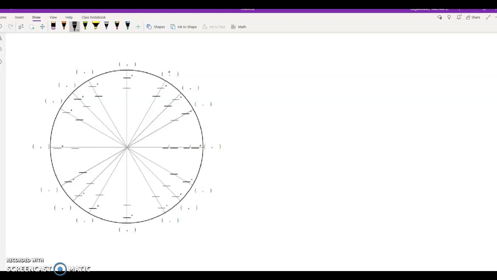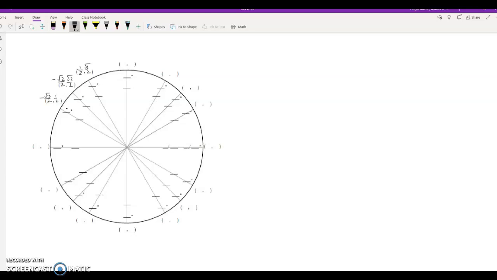This coordinate is the reflection of our first quadrant here, so that would be negative 1/2, square root of 3 over 2. This would be negative square root of 2 over 2, square root of 2 over 2. And this one would be negative square root of 3 over 2, positive 1/2.